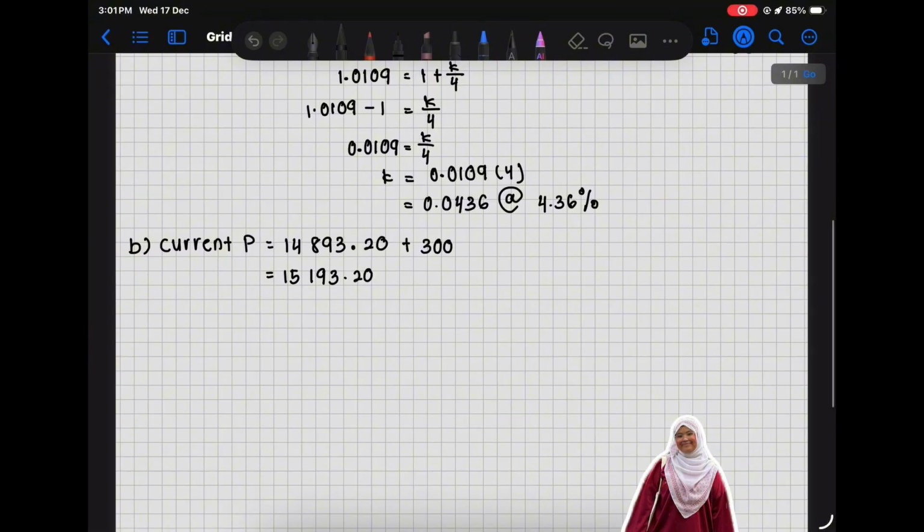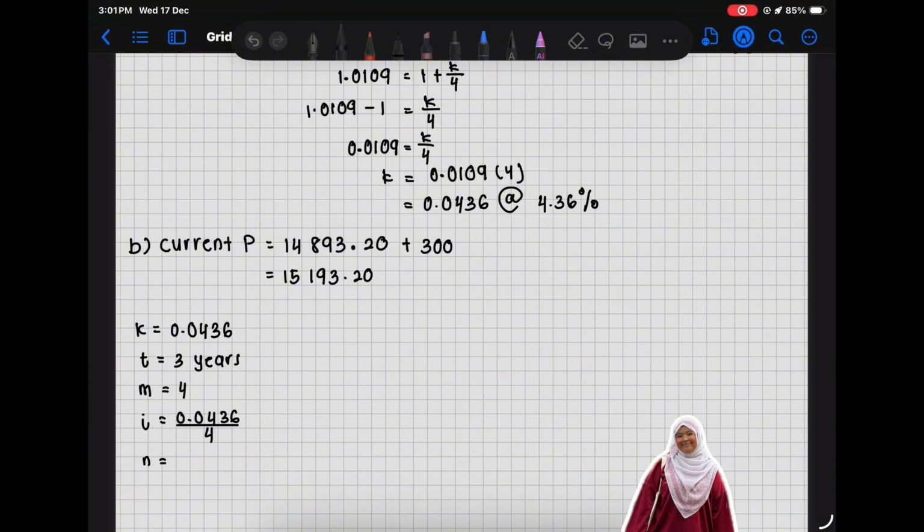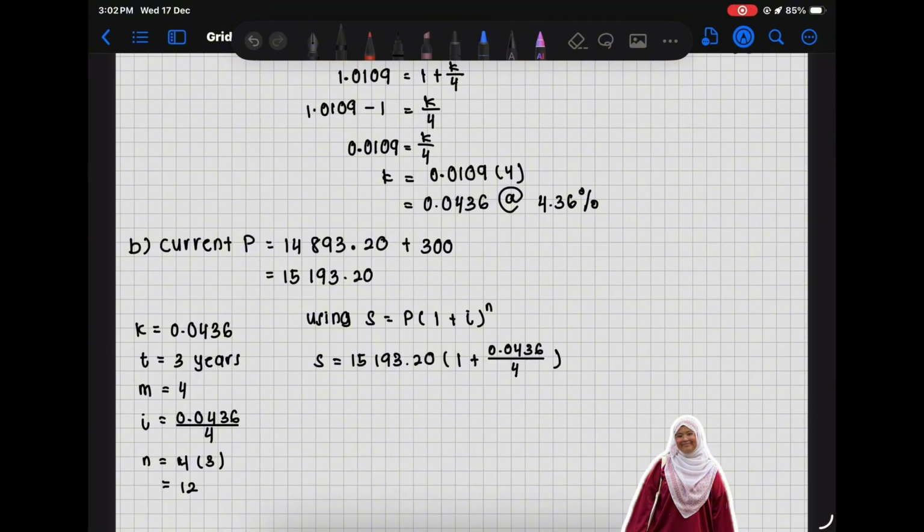15,193.20. Here, our K is 0.0436, our T is 3, our M equals 4, our I equals 0.0436 over 4, and our N equals 4 times 3 is 12. Using the formula S equals P (1 plus I) to the power of N, S equals 15,193.20 (1 plus 0.0436 over 4) to the power of 12, which equals 17,304.04. That's our answer for this question.